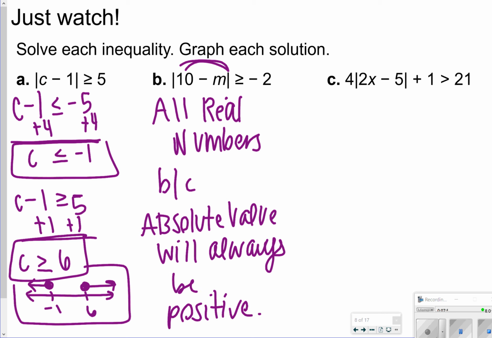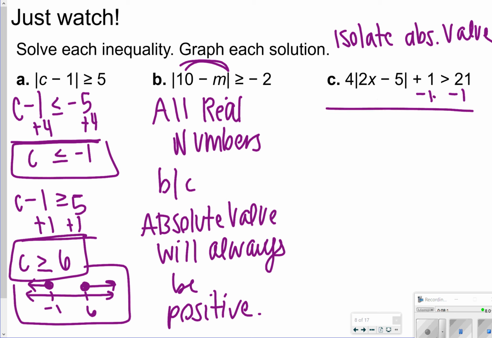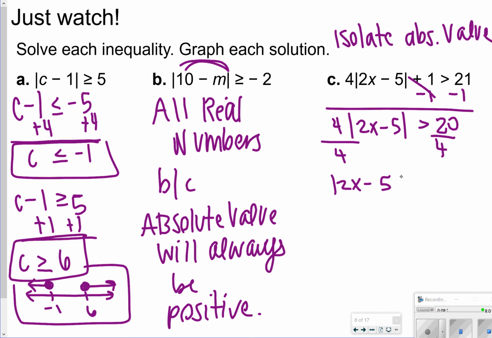Okay? For letter C, this one's a little bit more challenging. Notice how you don't have your absolute value alone yet. So what you're going to do is try to isolate absolute value. So I'm going to subtract 1 first. So I'll have 4 absolute value 2x minus 5 is greater than 20. And then I'm going to divide both sides by 4 to get absolute value by itself. So absolute value of 2x minus 5 is greater than 5. Now I'm ready to solve this one.